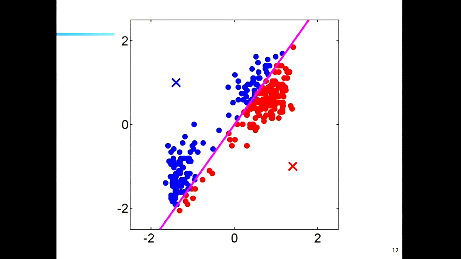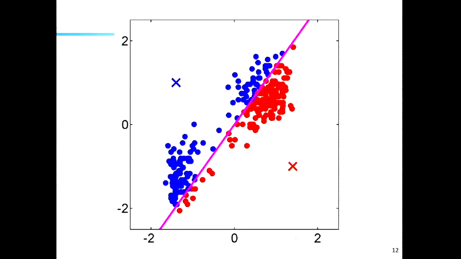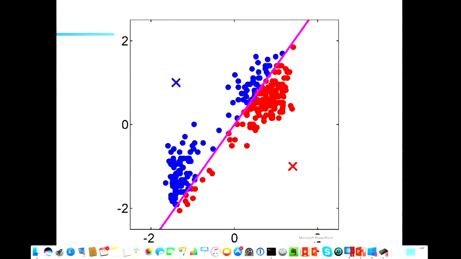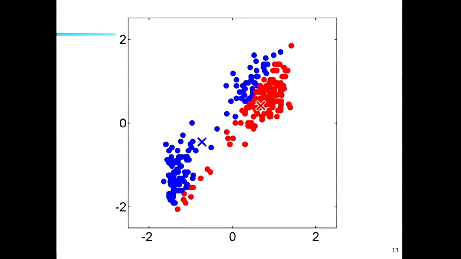And then we update these points to the respective means of the colored points. Once we have all these red points, we compute the mean of all the red points and update the red cluster center to be that mean, and we do the same thing for the blue set of points. Okay, so we do this update, and then we repeat.